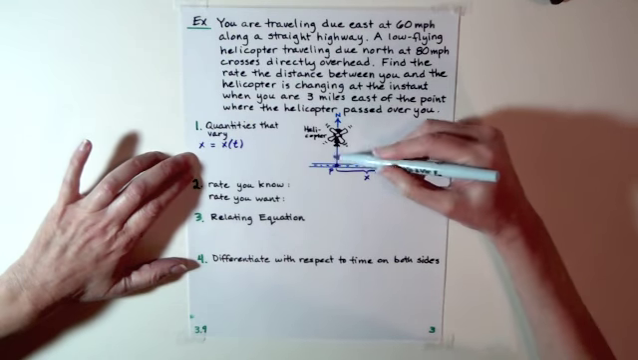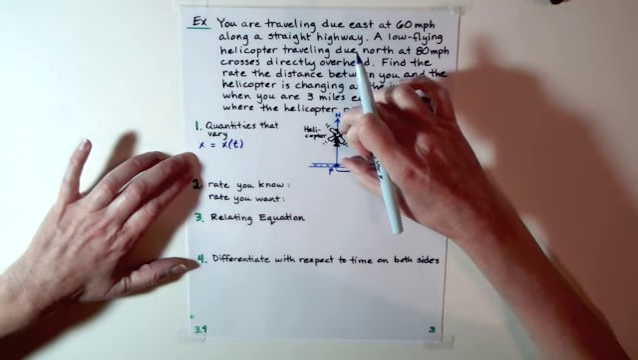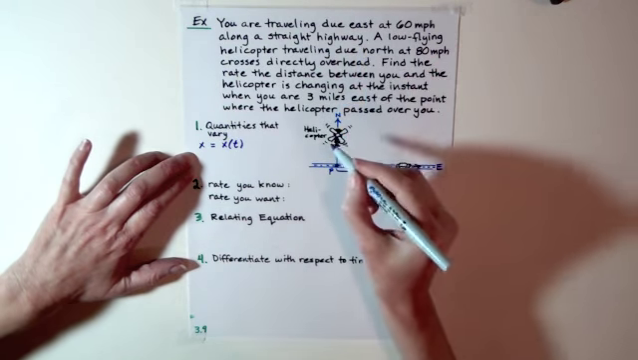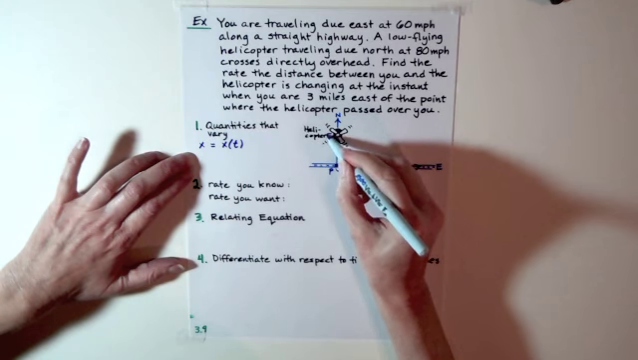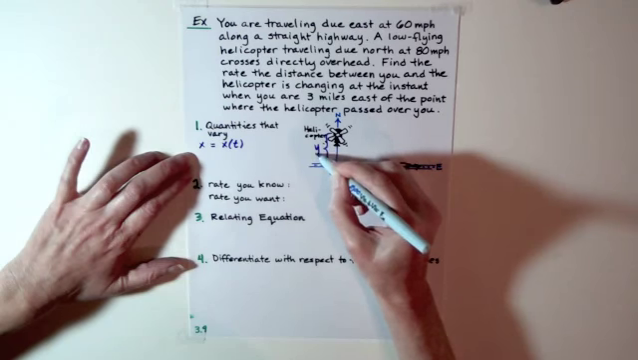Also, the helicopter is moving in this direction, so its distance from the point P is also varying, changing. So I'm going to call its distance from the point P y.